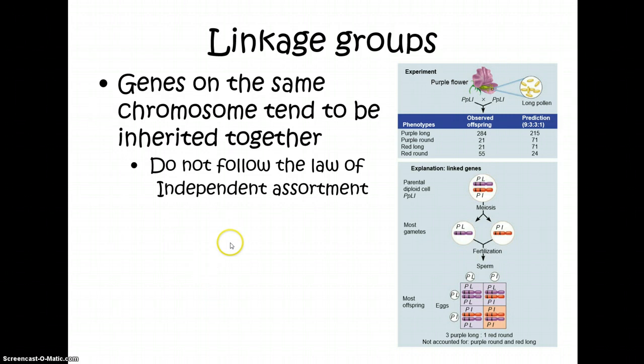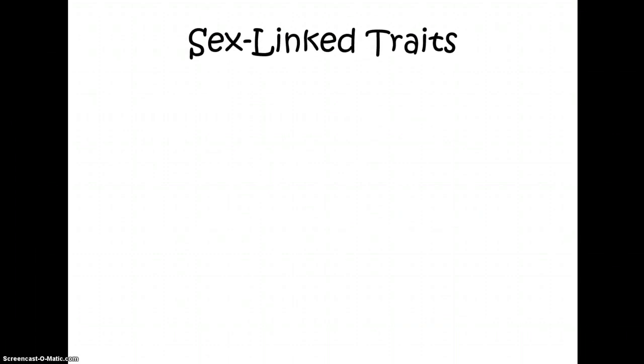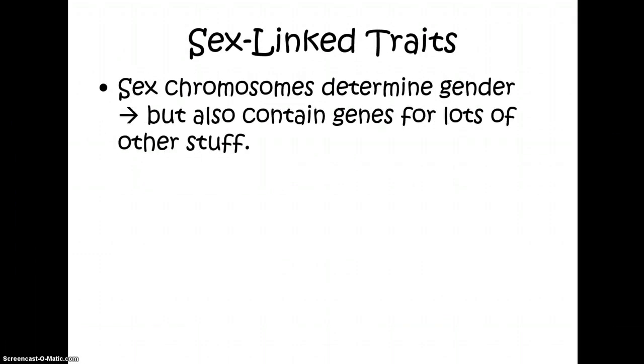Okay, the linkage groups, the way that we know what genes basically belong on what chromosome, is that they tend to be inherited together. And because they tend to be inherited together, they don't follow the law of independent assortment. So you don't see these nice pretty 9:3:3:1 ratios. Okay, so some examples of these traits are some sex-linked traits.